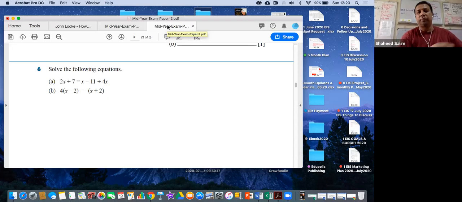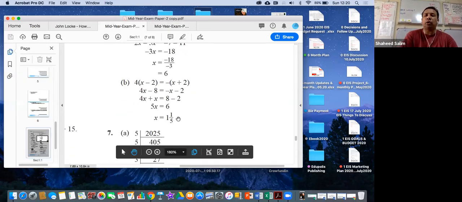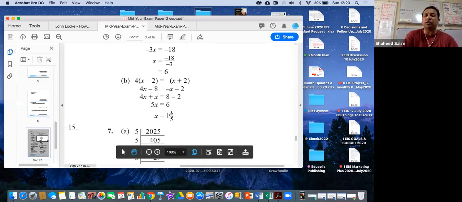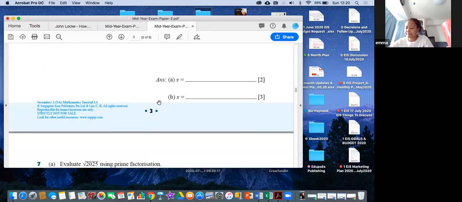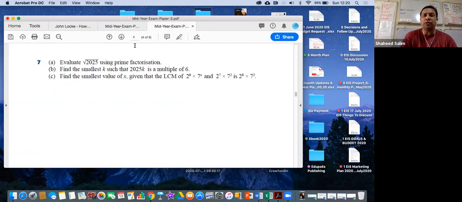1.2, correct? Okay, if you did it like this, it can be 1.2 or it can be 1 over 5. This one is 2 over 10, right? So 1.2, well done. All right, so now question 7. What is your answer?